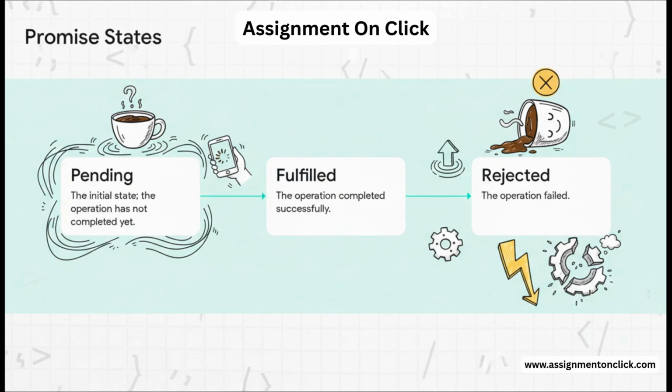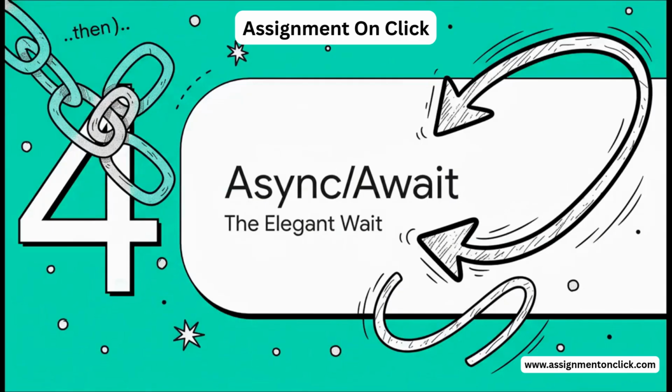But if something goes wrong, like they run out of beans, it becomes rejected. And the key thing to remember is a promise can only settle once. It's either a success or a failure, and that's final. Now, don't get me wrong, promises are super powerful. But chaining them together with .then after .then, well, it can get a little messy sometimes. And that is exactly why we have an even more elegant solution.